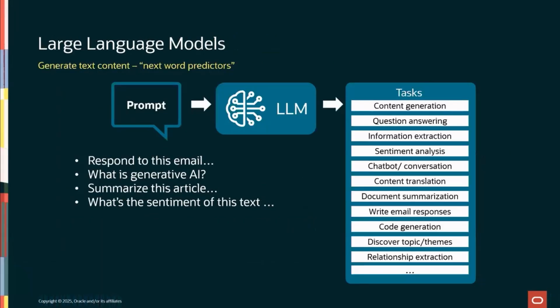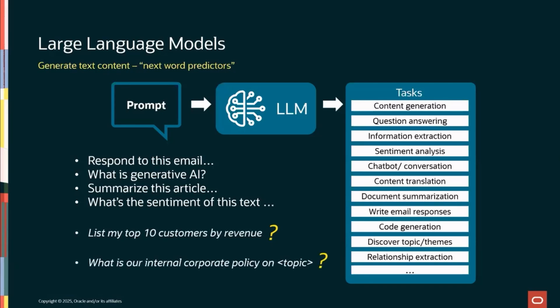Now, a key enabler of Select AI is the large language model, or LLM. And there's been a lot of coverage of LLMs, and I suspect that everyone on this call has not only heard of them, but likely also used them. Now, we know they're good for generating text content for tasks like answering questions, extracting information, generating code. But what happens if you ask an LLM about listing your top 10 customers by revenue? Or what is your internal corporate policy on a given topic? It's more than likely that the LLM won't be able to answer these types of questions in any meaningful way. And this is where Select AI comes in.